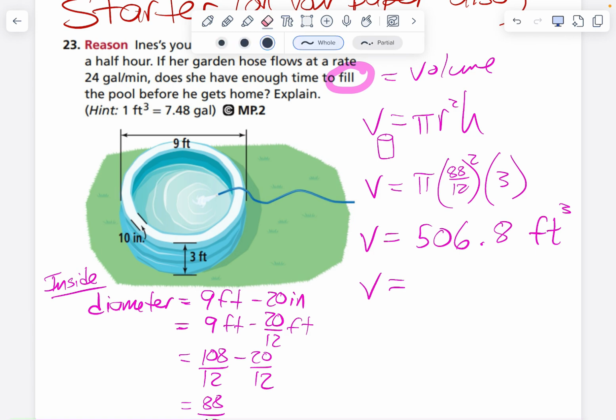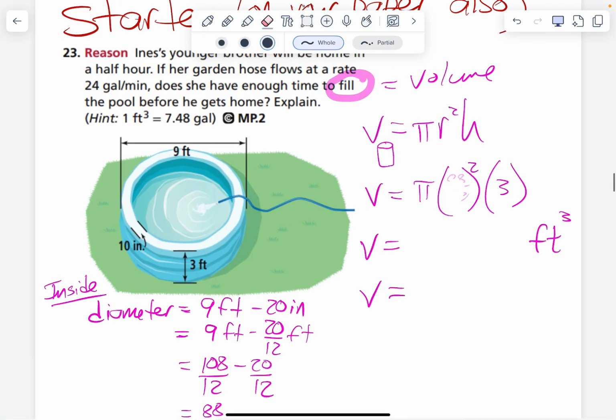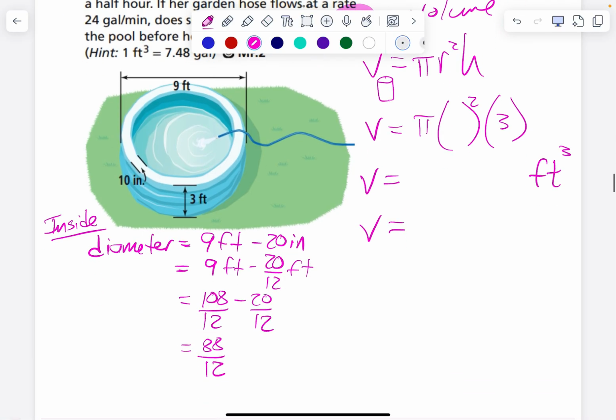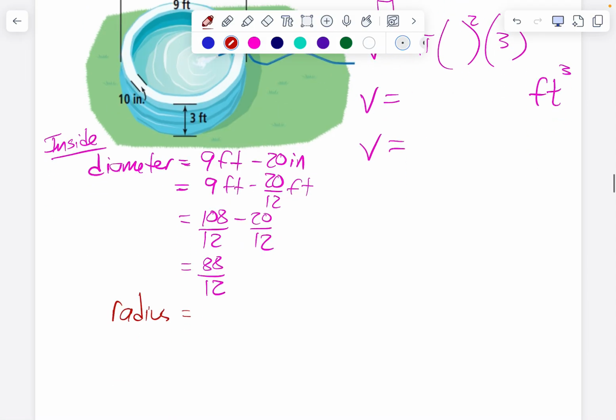Actually, did anybody catch that I messed up something? Why didn't you say anything? You gotta speak up. So say it again. That's the diameter. Yeah, so the radius is half. So this should be 44 over 12.